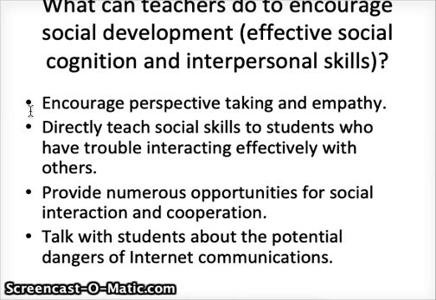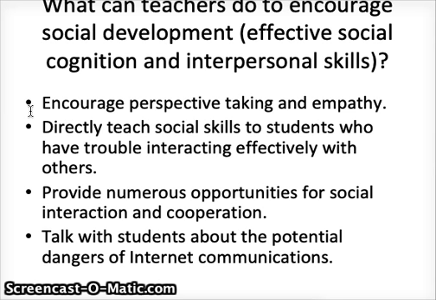Okay, what can teachers do to encourage social development? Extremely important as a classroom teacher. We want to encourage students in our classes to take the ideas of others and look at it and empathize with it and say, I understand, or yeah, I could see your point of view. Okay, directly teaching social skills to students who have trouble interacting effectively. So if a student is having trouble asking for something to borrow, let's say, from another student instead of just taking it, we would directly teach that social skill of how do we go about asking for something that we want from someone else.